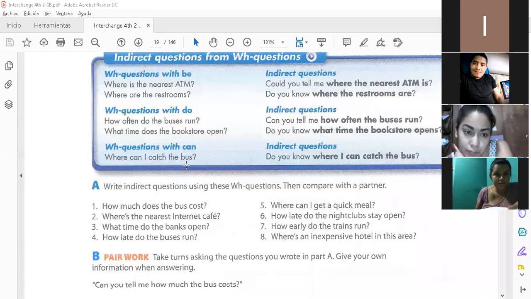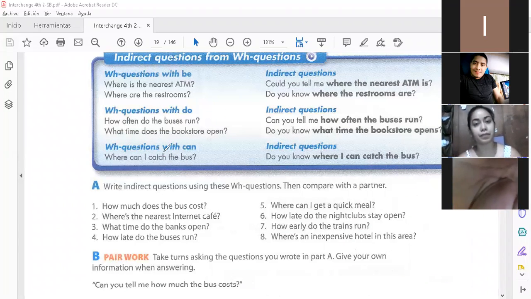Now, when you have can, this is another one. Do you know where I can catch the bus? So the point here, and I want to show you this, is that instead of saying "can I," you move it to "I can." Le damos vuelta al orden. Right? La idea, guys, es cuando ustedes tengan esta expresión, que esto no parezca una pregunta, porque si tiene el mismo orden, entonces no es indirect, es una pregunta directa. Solo le pusieron una frase. Okay? So the change is here. Do you know where I can catch the bus? Instead of, where can I catch the bus?